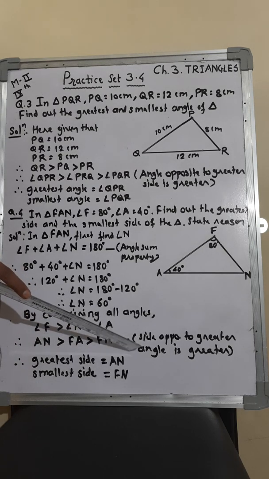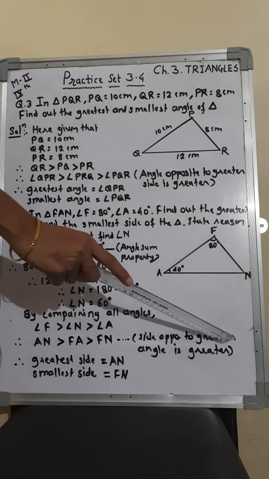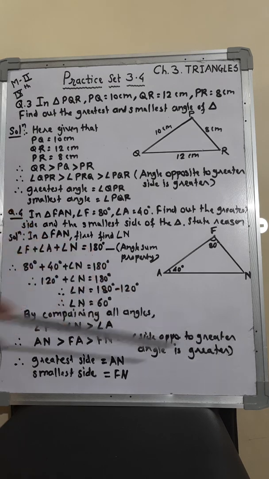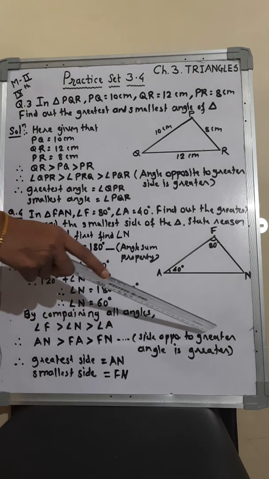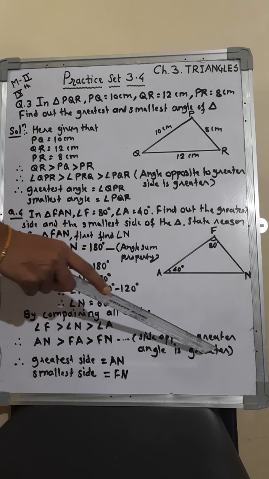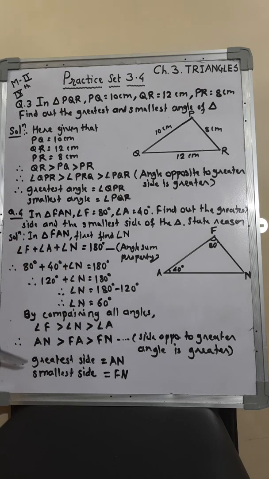What is the reason for it? Side opposite to greater angle is greater. जेवढा अँगल ग्रेटर असेल तेवढी त्याच्या समोरची साईड सुद्धा ही ग्रेटर असणार. Therefore, from this, greatest side is AN and smallest side is FN. In this way you have to find this.